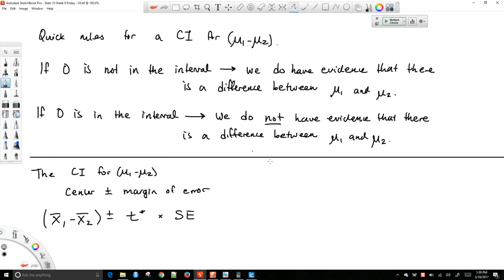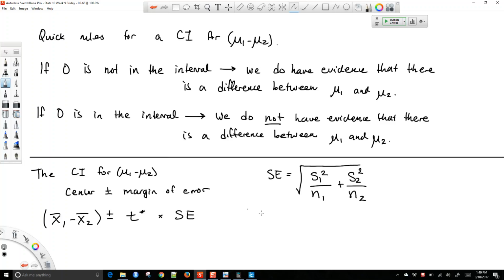The standard error, we have a slightly messy formula: S1 squared divided by N1 plus S2 squared divided by N2. So you need the standard deviation of sample 1, you square that, divide that by the size of sample 1. Standard deviation of sample 2, you square that, divide that by N2. This is all given on your formula sheet as well.